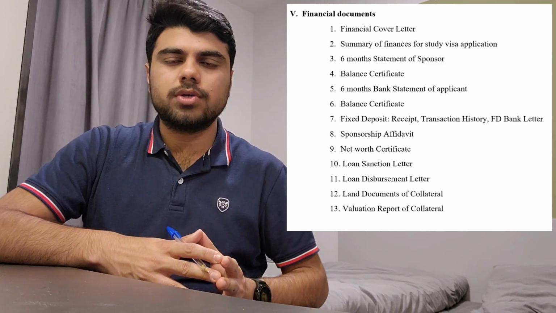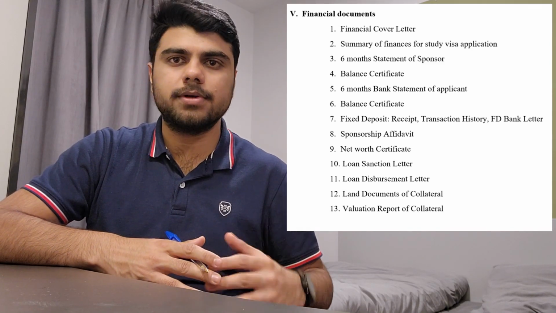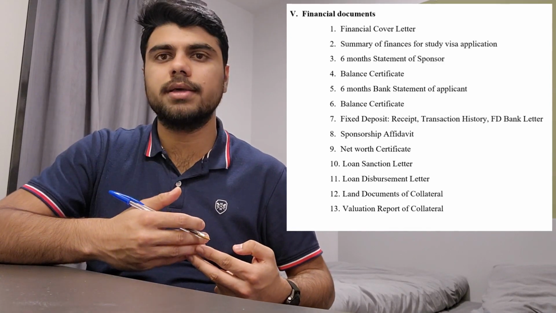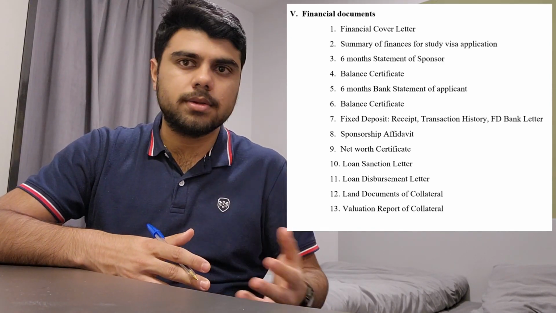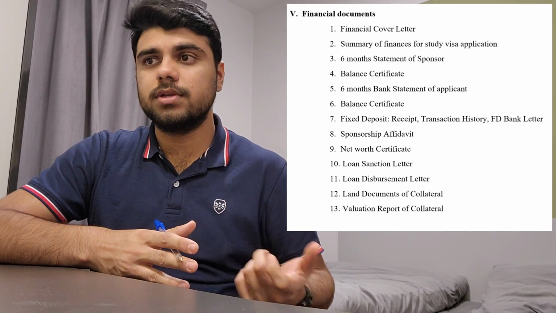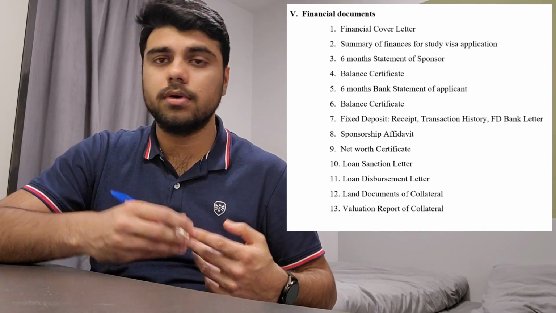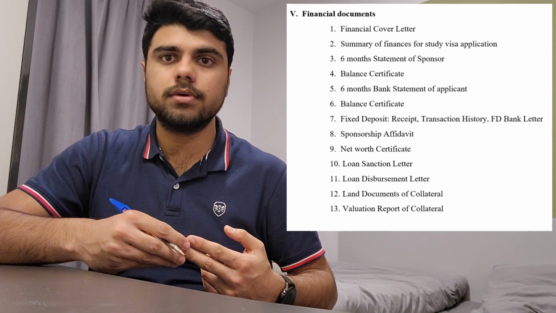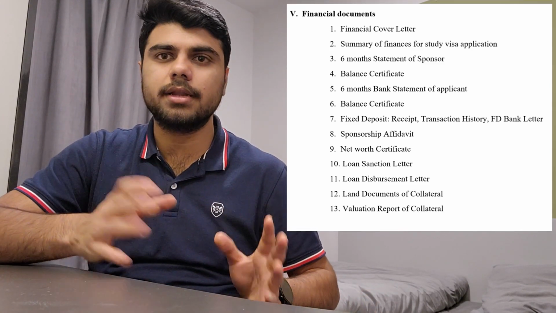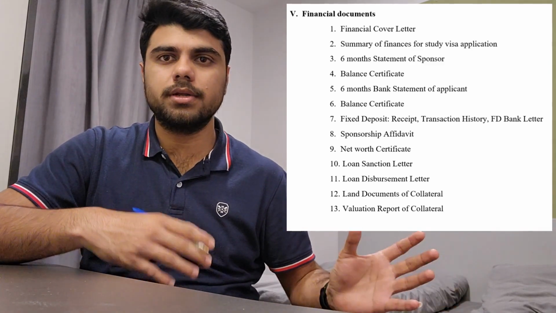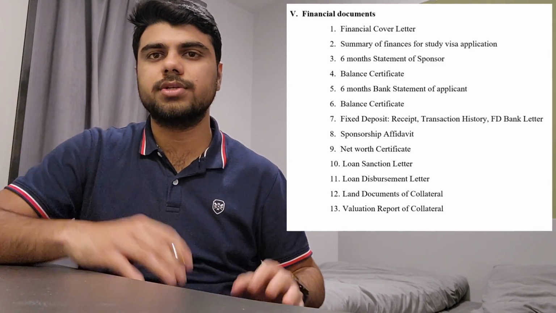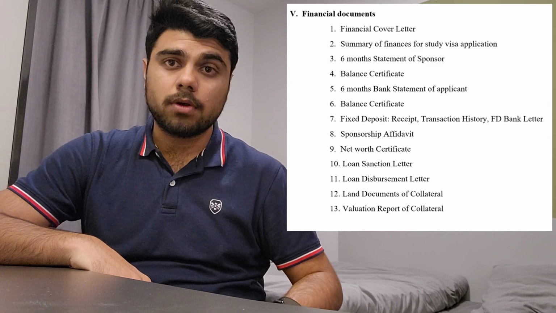And in my case, as I was showing some of the funds from my personal account, I provided the 6 months bank statement of mine and also balance certificate of my savings account. I've also used a fixed deposit of my father to show as a fund. So for the fixed deposit, I will show the fixed deposit receipt and transaction history of the receipt. It's more like a statement of the FD, and then an FD bank letter just saying that this particular person holds a particular FD with this account number and this amount, which will mature on this date. Just an extra letter.